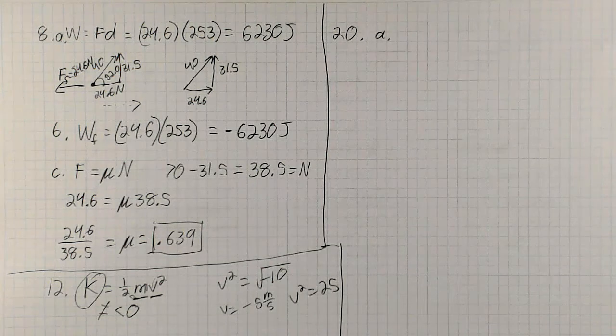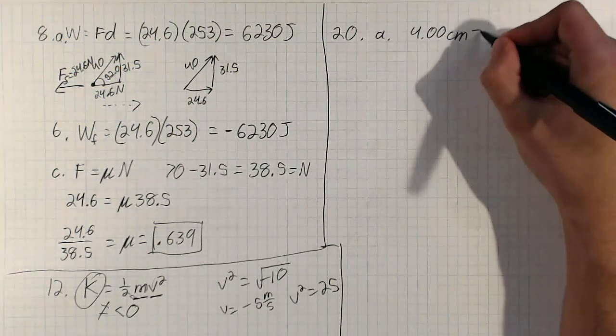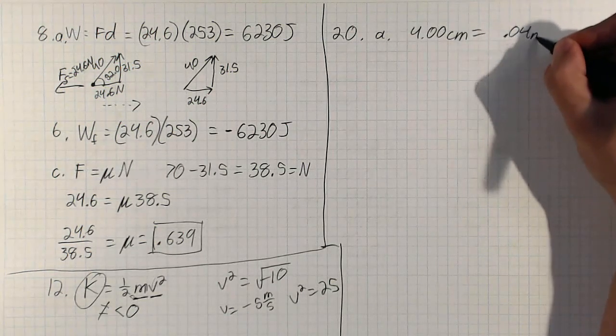Ugh. Okay, again, we have to convert units, which is just obnoxious at this point. So first thing we're going to do is 4.00 centimeters is equal to 0.04 meters.